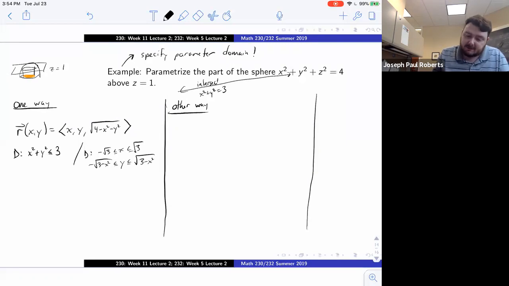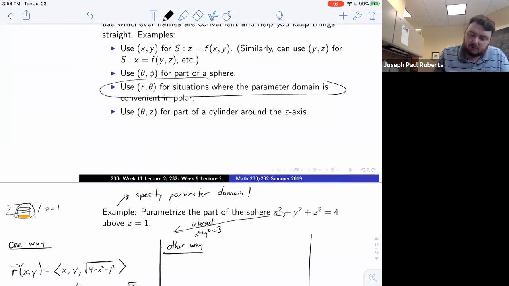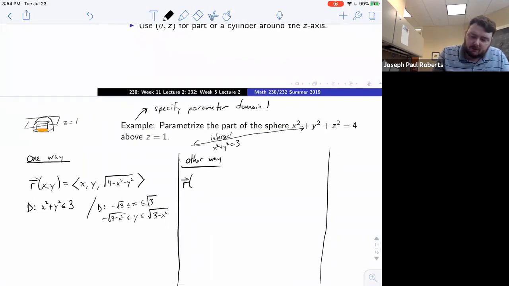So another way to do this is to think like this. You're allowed to use r and theta for your parameters for situations where the parameter domain is convenient and polar. So I could do everything in terms of r and theta. Unfortunately, these two r's are not the same. I have r, my position vector, and r, my distance to the origin from x, y. One of them's a vector, one of them's not. So as long as you're careful, it should be okay.